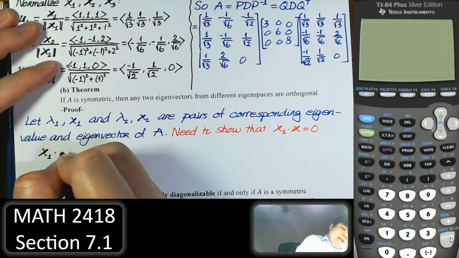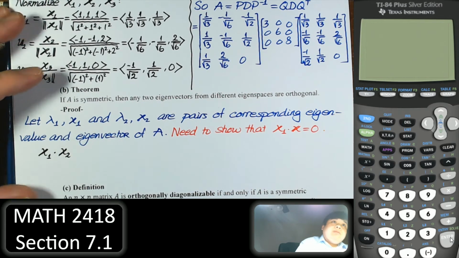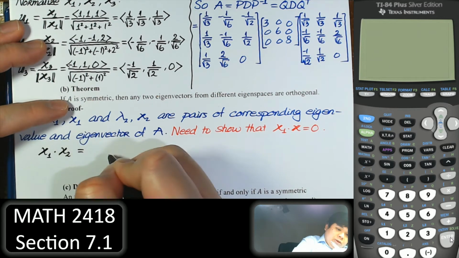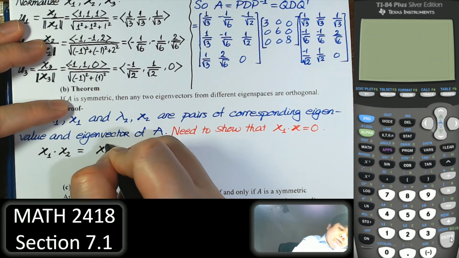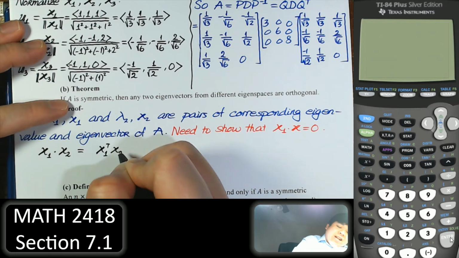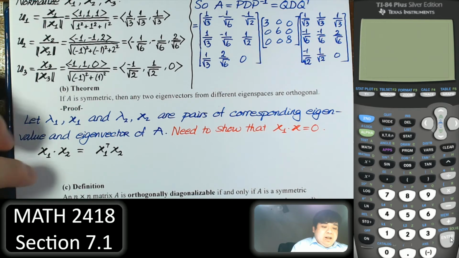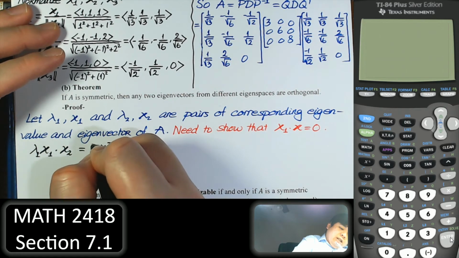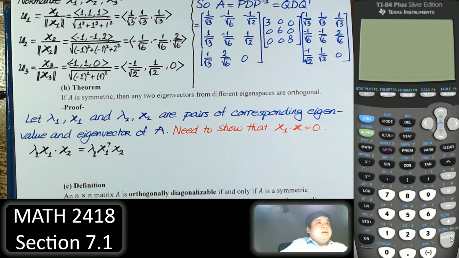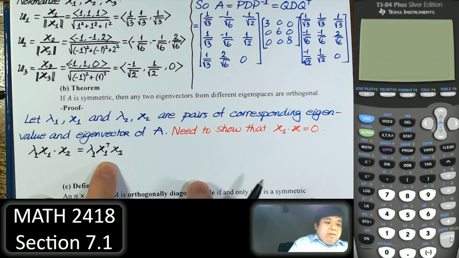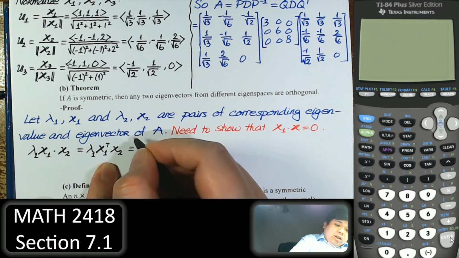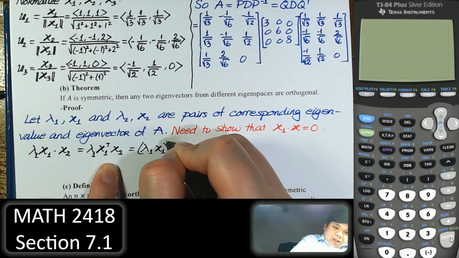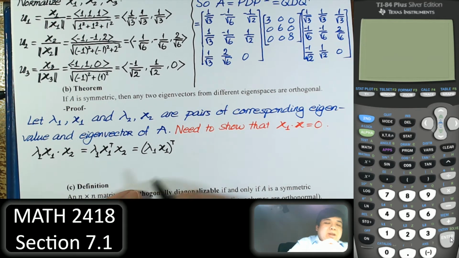So let's say the dot product x1 and x2 is equal to x1 transpose x2. That is the definition of dot product. But we're going to utilize, and I put lambda 1 here. The number times the vector or number times the matrix, we can just put the number into the matrix and then we transpose it. It's no problem, right? And then x2.